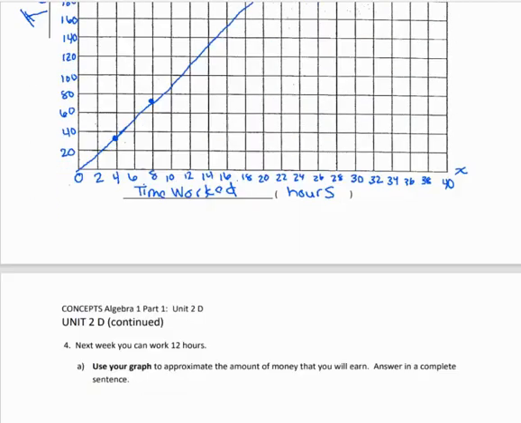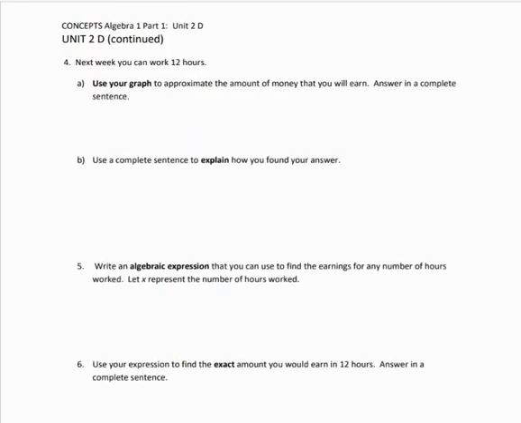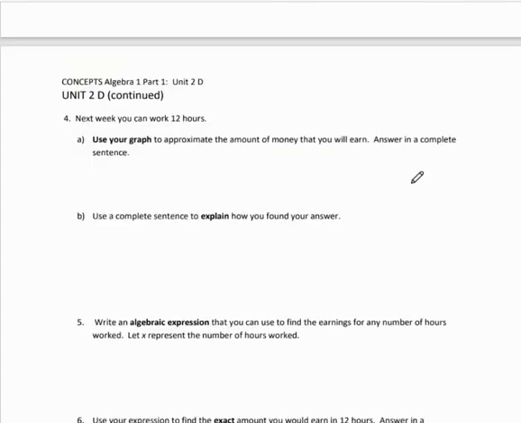Okay, once you have that, I'm going to let you guys start to go off to do number 4 as I check in with people. So 4 says, next week you work 12 hours. Use your graph. So no calculations. Use your graph to approximate how much money you would earn for 12 hours. Then part B says use a complete sentence to explain. So go ahead and do number 4, A and B, and then we'll check that.